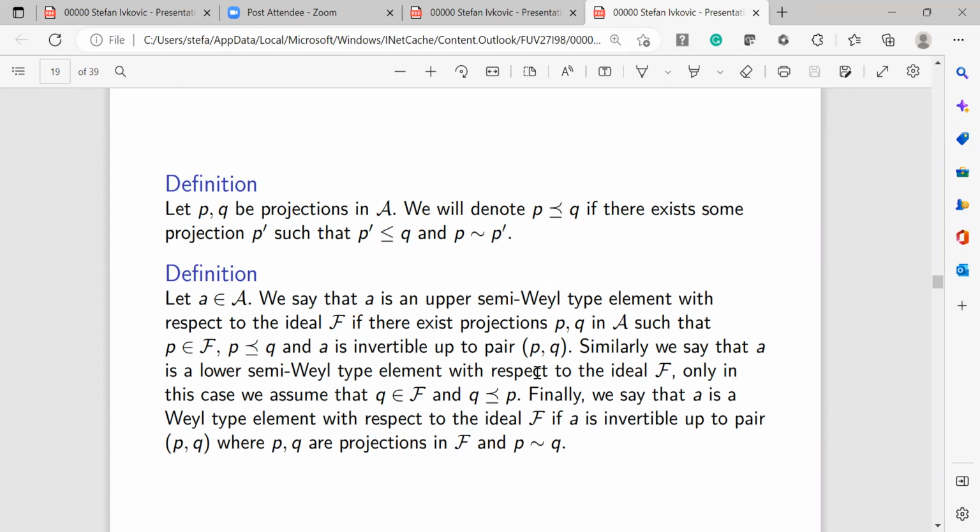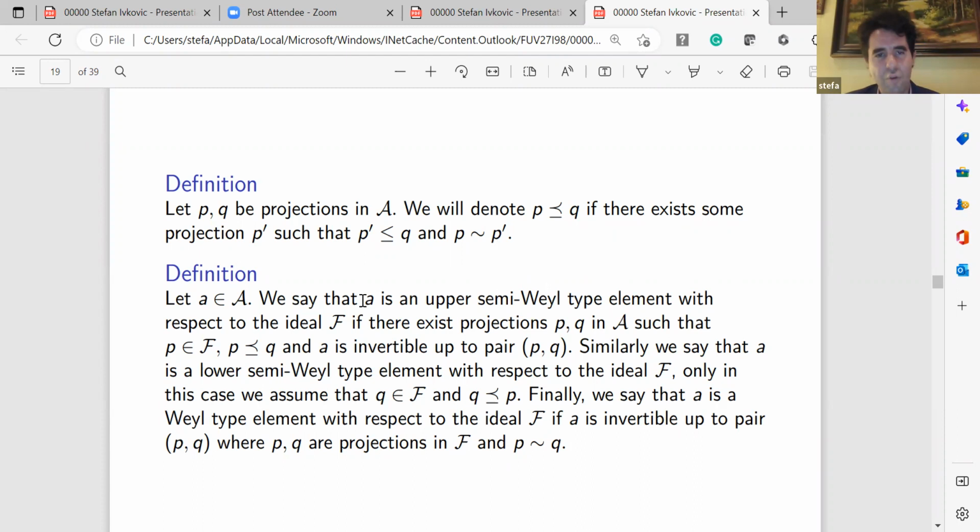And finally, we can define the semi-Weyl type elements. So we say that A is an upper semi-Weyl type element with respect to this ideal F, if there exist projections P, Q in A, such that P is finite, such that P is related to Q, and such that A is invertible up to pair PQ. And similarly, we say that A is a lower semi-Weyl type element with respect to the ideal F. But in this case, we assume that Q is finite, so not P, but Q, and that Q is related to P and not P related to Q.